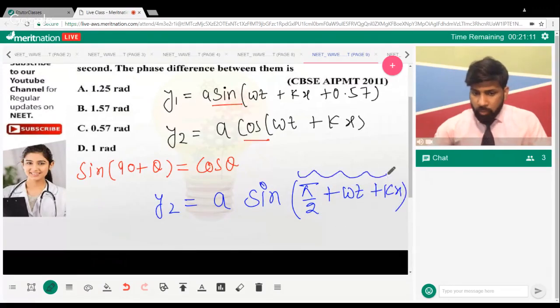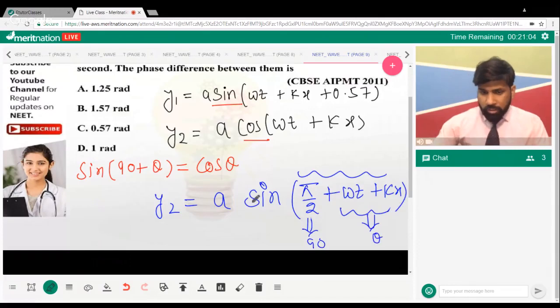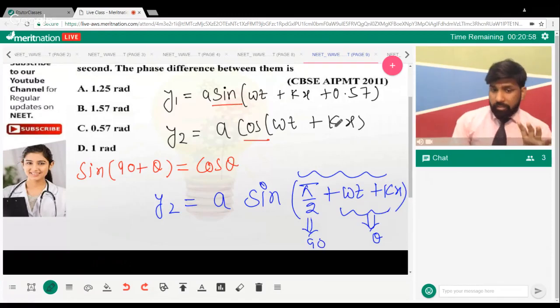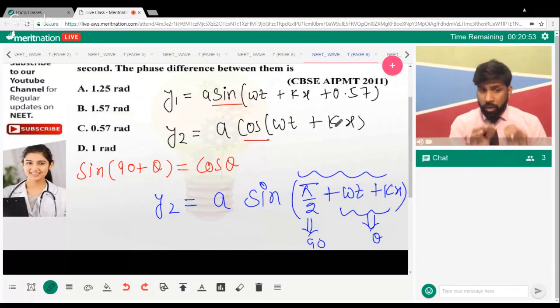Now you can see this is sine(90 plus theta). This is 90, and this entire value is acting like a theta. So sine(90 plus theta) is cos theta, which means cos(omega t plus kx). So this is our second equation. Now we can find out the phase difference between y1 and y2, because now y1 is in terms of sine and y2 is also in terms of sine.